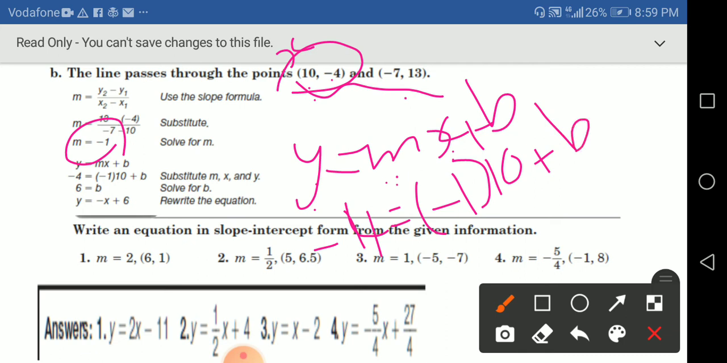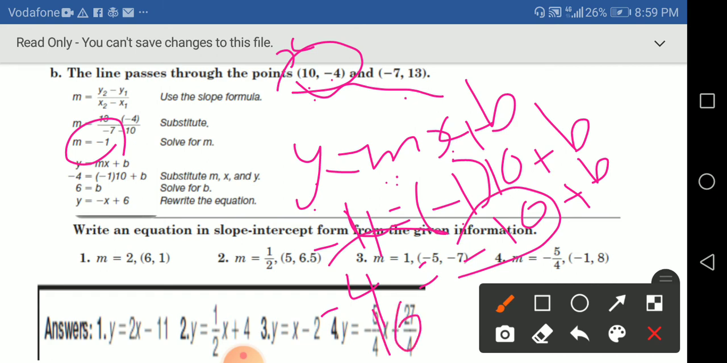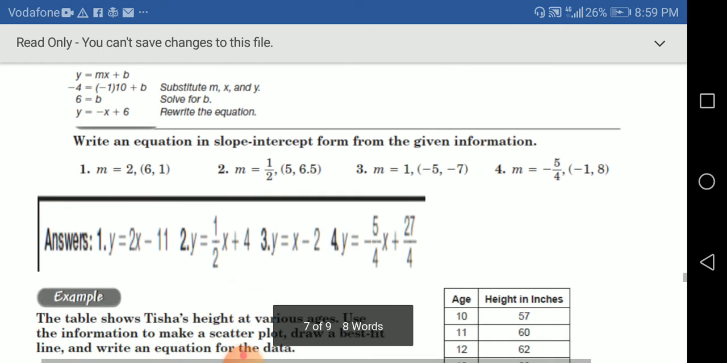Here, negative 1 times 10 is negative 10, plus b equals negative 4. Negative 10 goes to the other side as positive 10. 10 minus 4 is 6, and that equals b. So b equals 6, and y equals negative x plus 6.